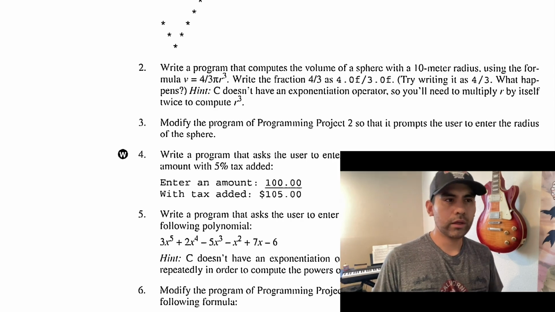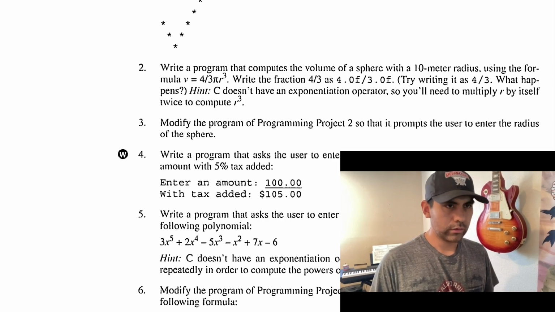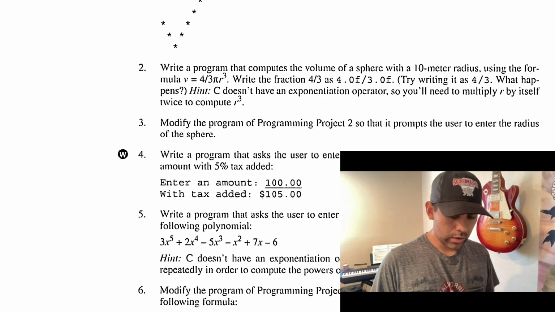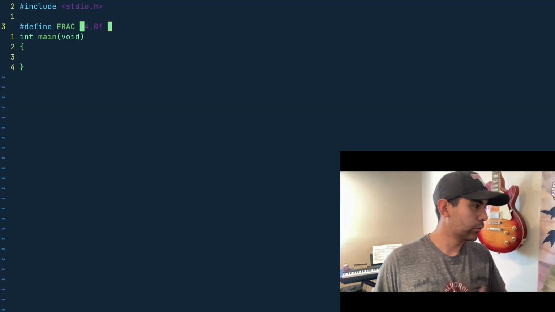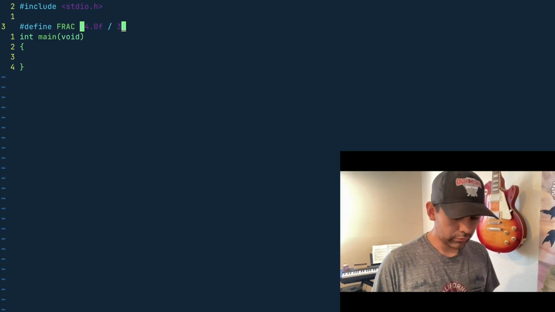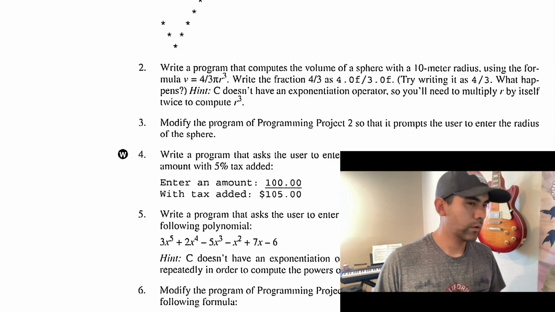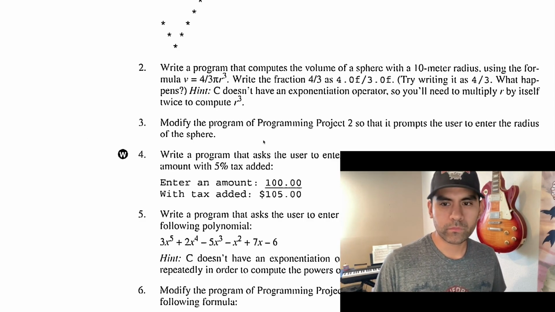Okay, so first we have to write the fraction 4 by 3. So let's make a constant first. Define FRAC_PART, and then it's 4.0f. Oh, sorry, I keep forgetting to switch. So we're doing a define macro back there, divided by 3.0f, right? Was that the prompt? Yeah.